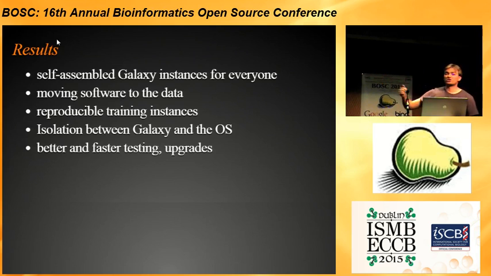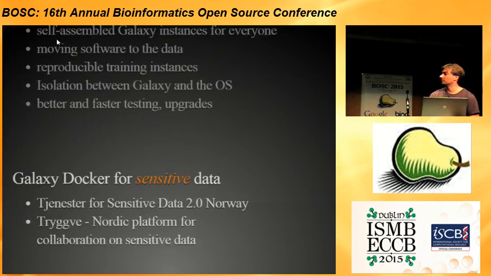Yeah, what are the results? We have a reproducible training instance now. Currently, we have the problem that the training material is not bound to the latest version. Now you can pinpoint a Galaxy instance with training material, with Galaxy pages, with example data. You can just freeze it and offer it. We have a better isolation between Galaxy and the OS, and everyone can self-assemble a Galaxy instance now. Actually, we are planning to have a web app where you can just drag and drop the tools and workflows and data managers together, hit a button, and the Docker container will be built.